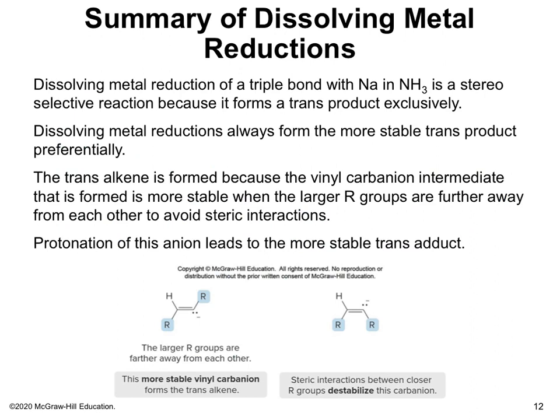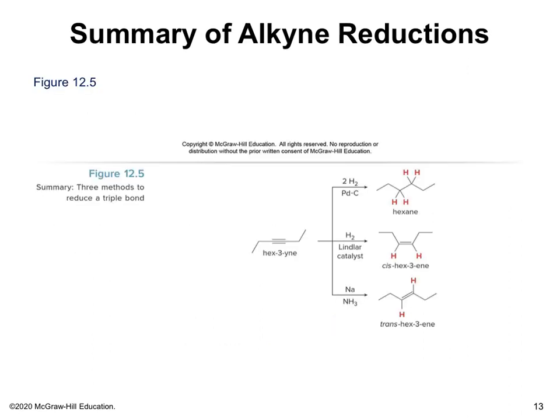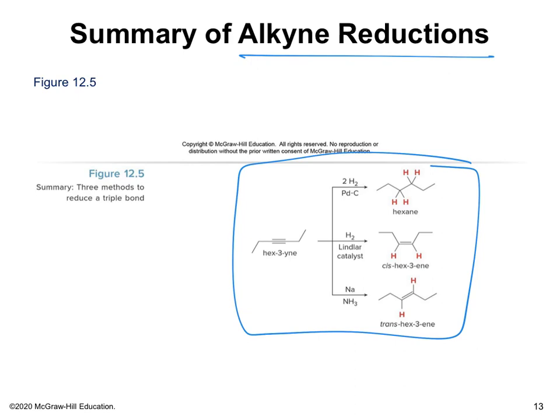These are the dissolving metal reactions. You're going to get the more stable vinyl carbon anion when they're further away from each other. So these are your three reactions for reductions of alkynes. Catalytic hydrogenation gives you an alkane.